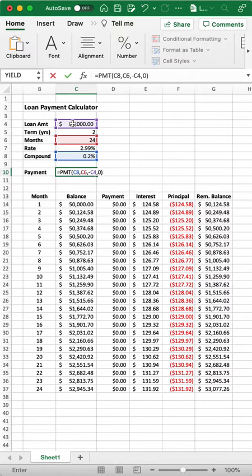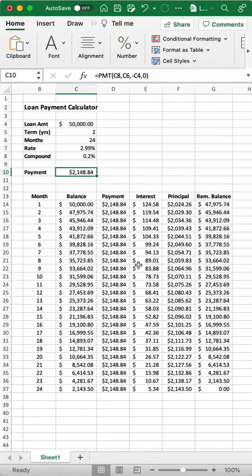So we bracket that, press enter, and boom, there we go. The payment for this loan is going to be $2,148.84. And as you can see, that pops in, and here is our loan. We're paying $2,000 a month. Roughly equates to $2,024.26 in principal. This is what actually is deducted from the loan. And over time, you're going to pay your loan off, and you're going to be super happy with your new car. So that's how it works.